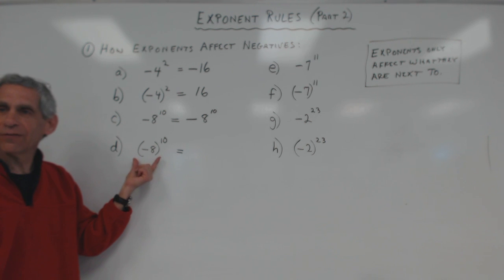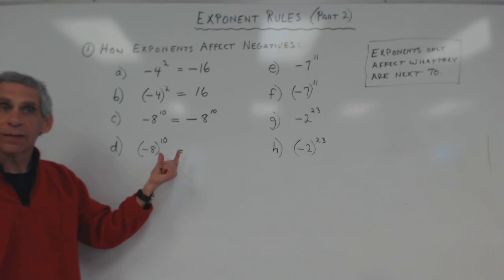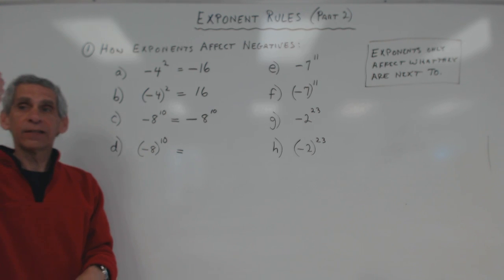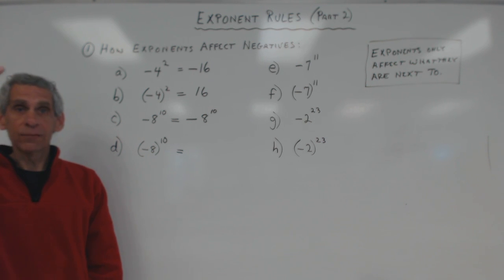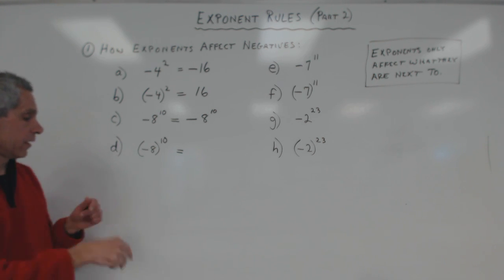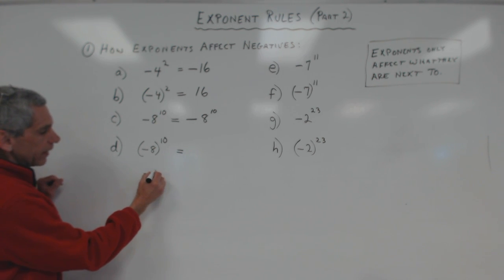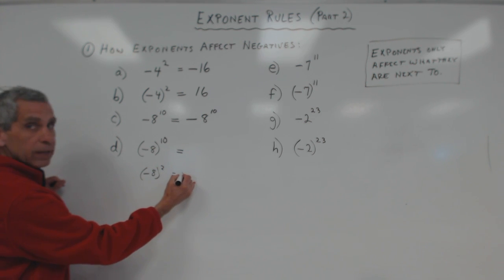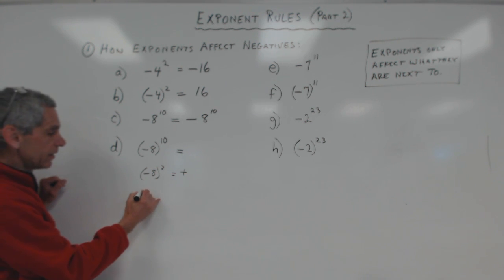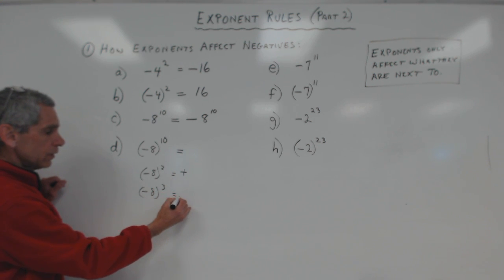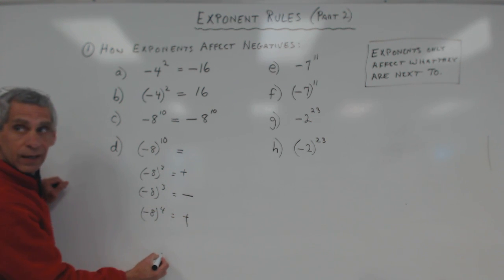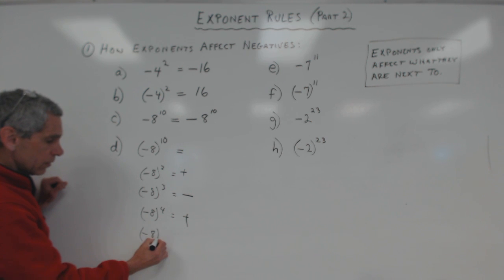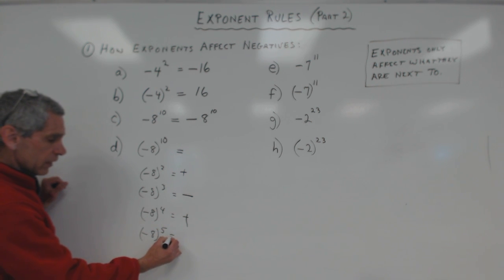If you have a negative 8 multiplied times a negative 8, okay, let's try this. Negative 8 times negative 8, is that positive or negative? A negative times a negative is a positive, right? If I had negative 8 squared, it would be positive. Do you agree with me? Yeah. If I had negative 8 cubed, it would be negative. If I had negative 8 to the 4th, it would be positive again. If I had negative 8 to the 5th, it's going to be negative.